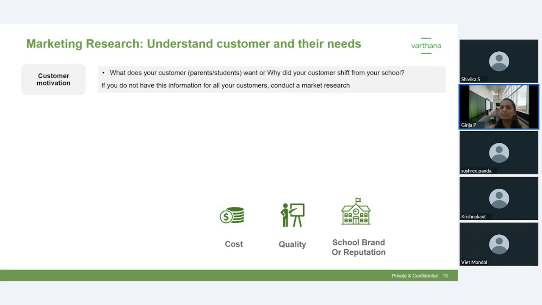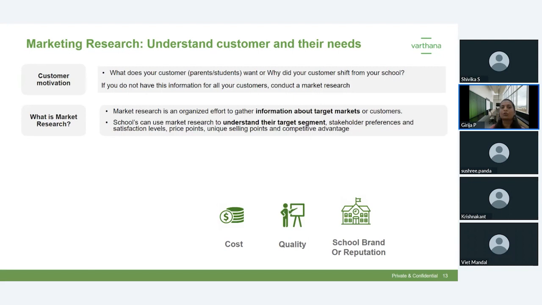Similarly with parents, whenever they are enrolling in a school or shifting their children from another school, there is always some motivation factor driving them to take that decision. So it is very important to understand these driving factors, track them and work accordingly. Maybe schools already have this data on their motivation factors, or if you want to collect it, you can do this by marketing research.